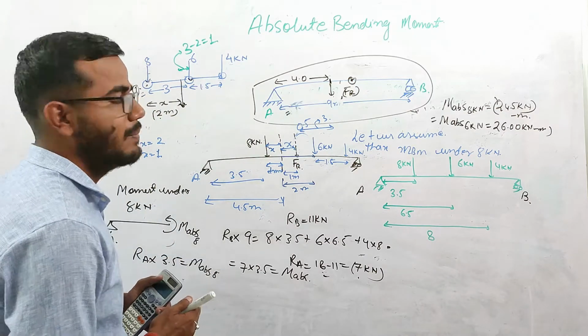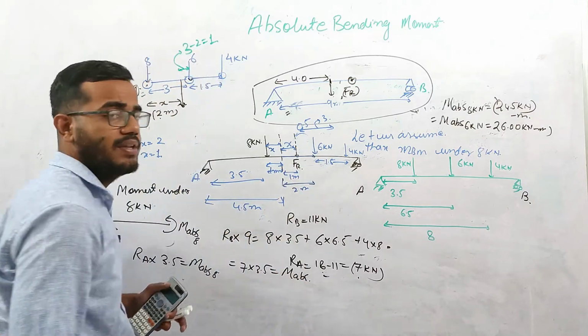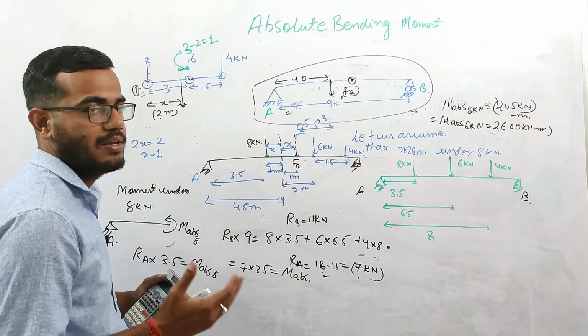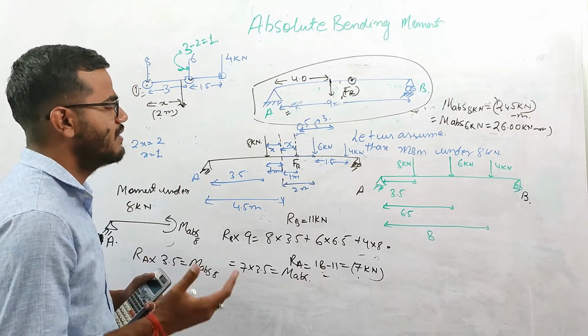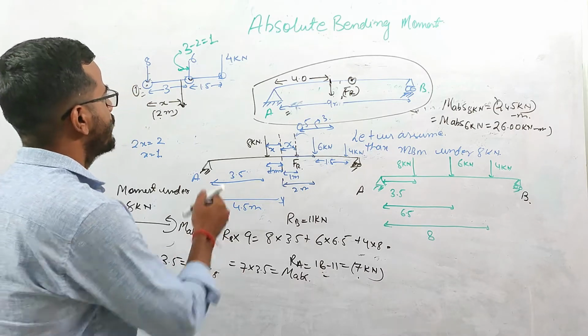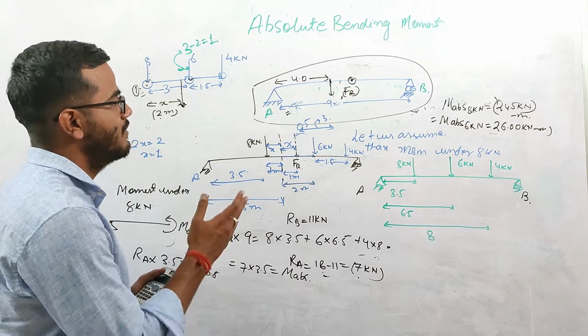So this thing you have to keep in mind. You need to check for this load also and this load also. Don't think that the maximum bending moment will always come under the maximum load. And again, you can check for the 4 kilonewton load also; the value will become less.